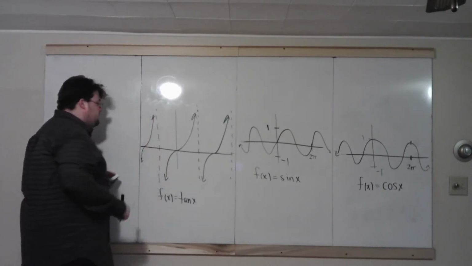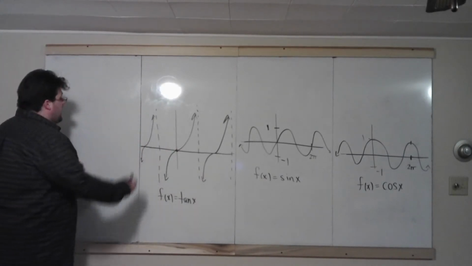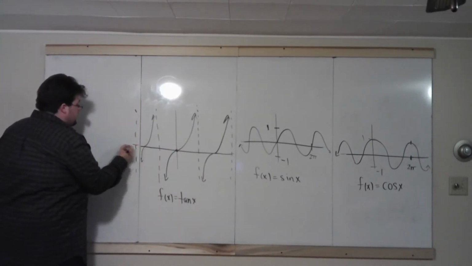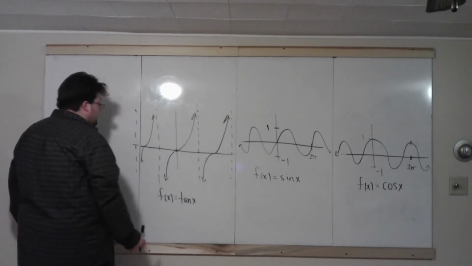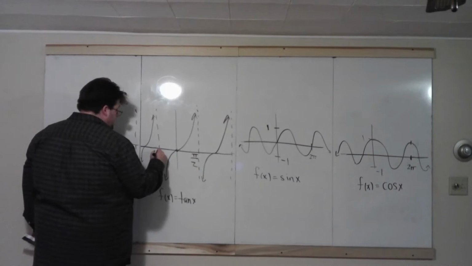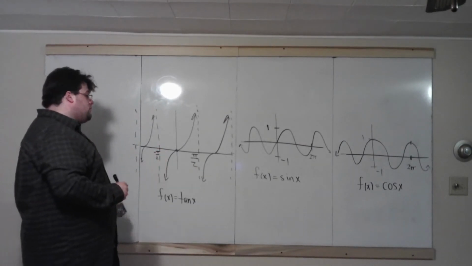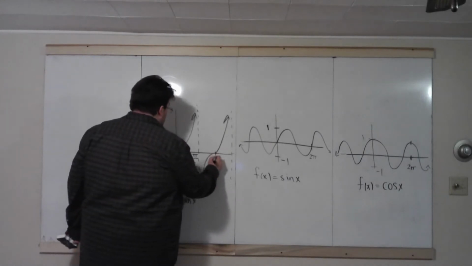Same thing repeated 3 times, and it keeps going on in this direction and in that direction. It'll have these things we call asymptotes at pi over 2 and at -pi over 2, and it starts repeating itself every pi units.